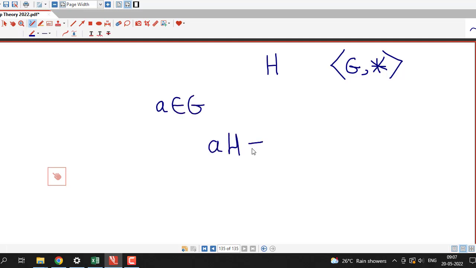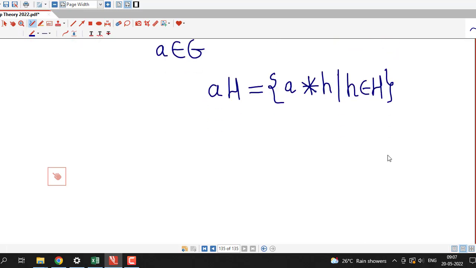We know that if H is a subgroup of a group G under the binary operation star, then for an element a belonging to G, the left coset of H is denoted by aH and is defined as the set of elements of the type a star h, where h belongs to H.